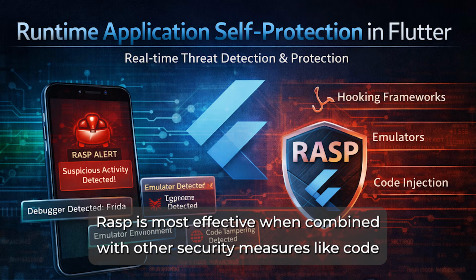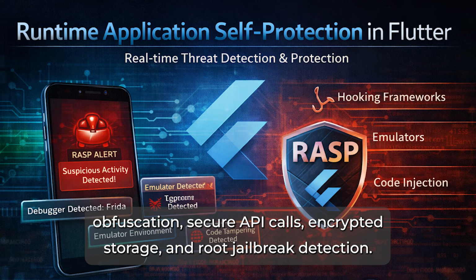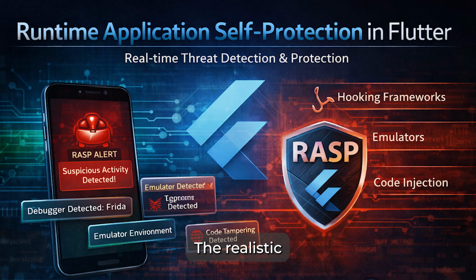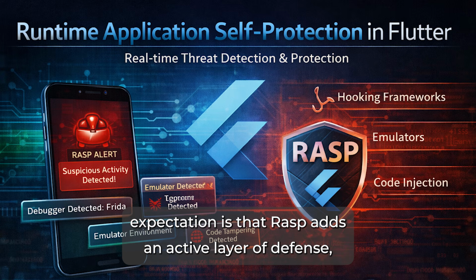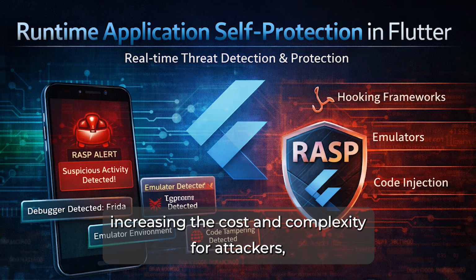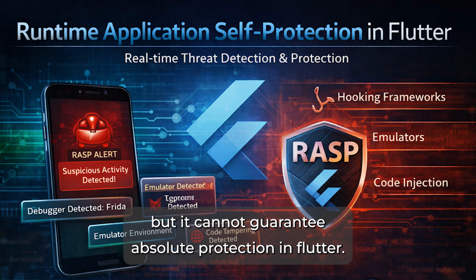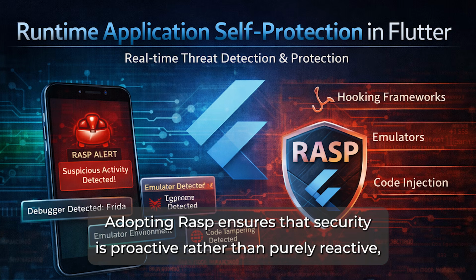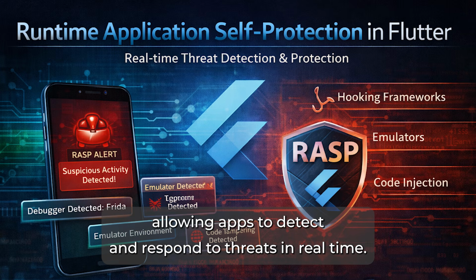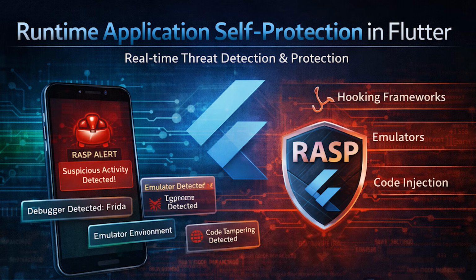RASP is most effective when combined with other security measures like code obfuscation, secure API calls, encrypted storage, and root/jailbreak detection. The realistic expectation is that RASP adds an active layer of defense, increasing the cost and complexity for attackers, but it cannot guarantee absolute protection. In Flutter, adopting RASP ensures that security is proactive rather than purely reactive, allowing apps to detect and respond to threats in real time. Building a complete Flutter security strategy.